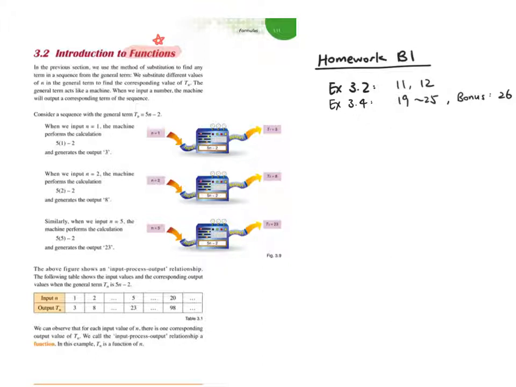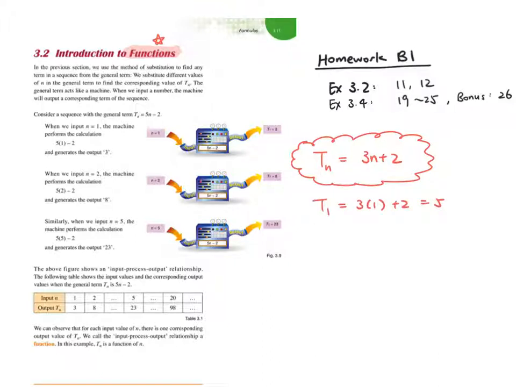In the previous section, we learned something related to general term, right? For example, we say Tn equals to 3n plus 2. So what does this general term mean? It means that whatever n takes some values, then you can find the final result of the term. If I want to find the first term, then I will put n equals to 1. Like this. If I want to find the second term, then I will put n equals to 2, like this.